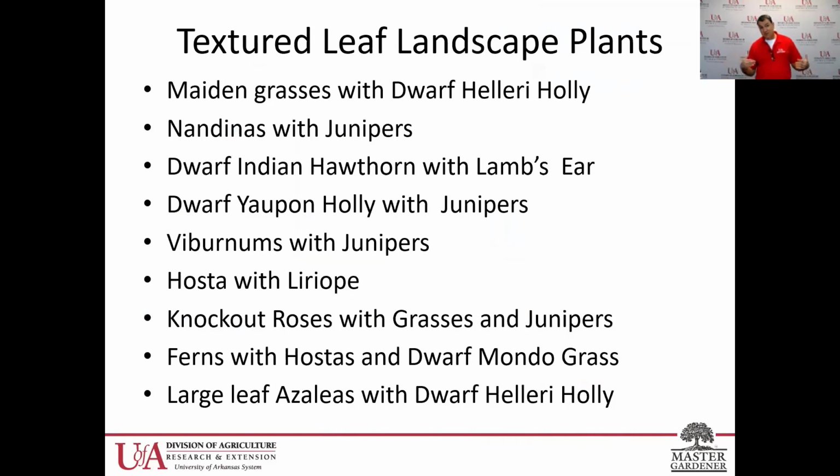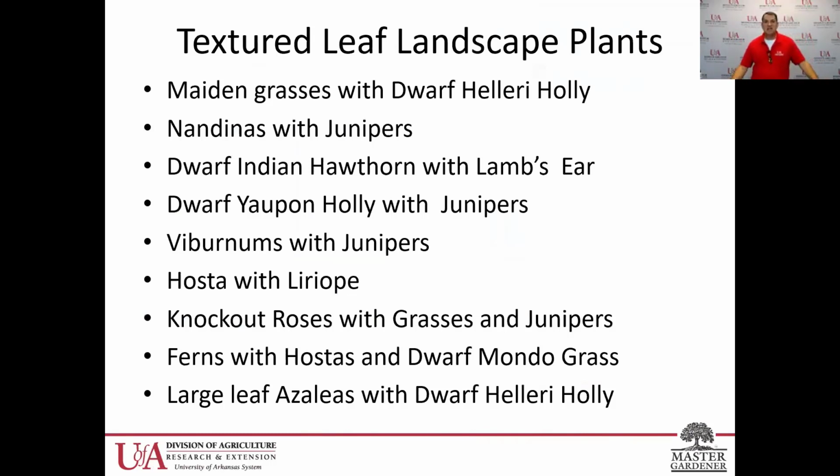Again, we go back to viburnums. Viburnums is one of those I think every landscape should have, because there's a wider range and variety of viburnums with junipers. Hostas with liriope, and I love this. Hosta is that large leaf, and then liriope, known as monkey grass, has that narrow blade leaf. And again, the one good thing about liriope, it's one of those ground covers that actually lives in the sun or the shade.